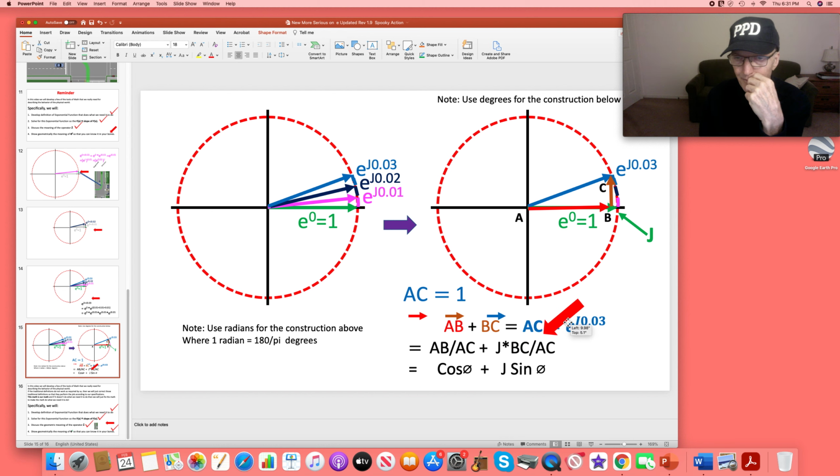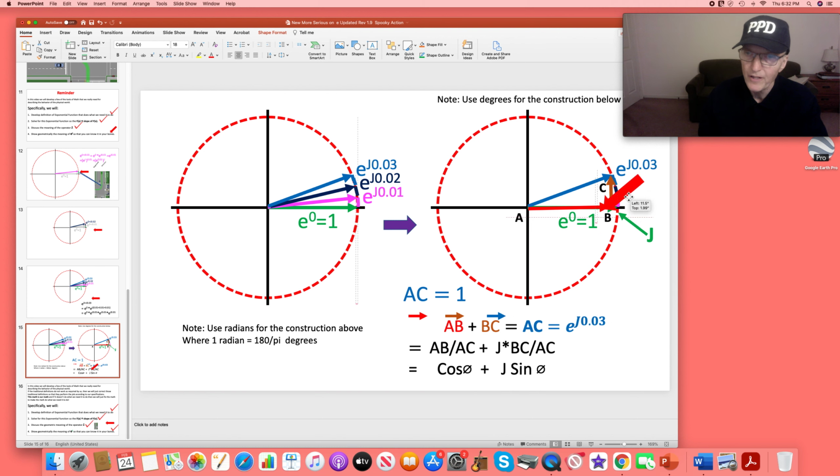Now, plus, so that's this one here. And now AC is equal to 1 on this thing, okay? So it's just going to be equal to AB. So it's that line here, all right? Cos theta. And it's going along the real axis here. So whatever this ratio is here is a number. You can see it on this axis down here.